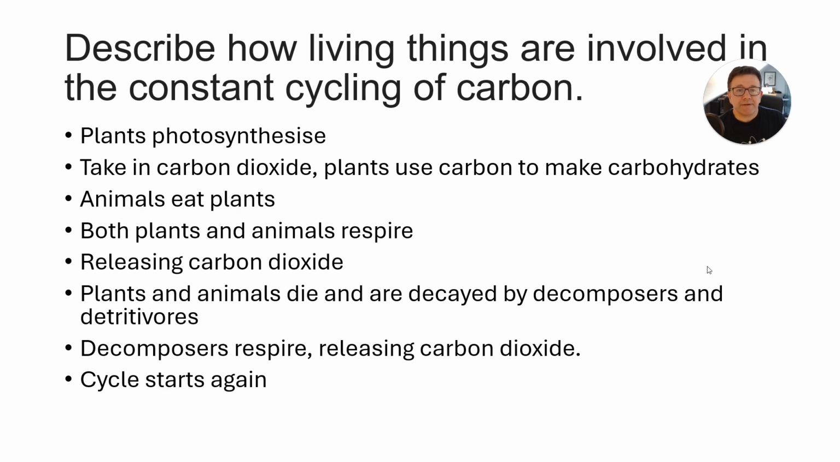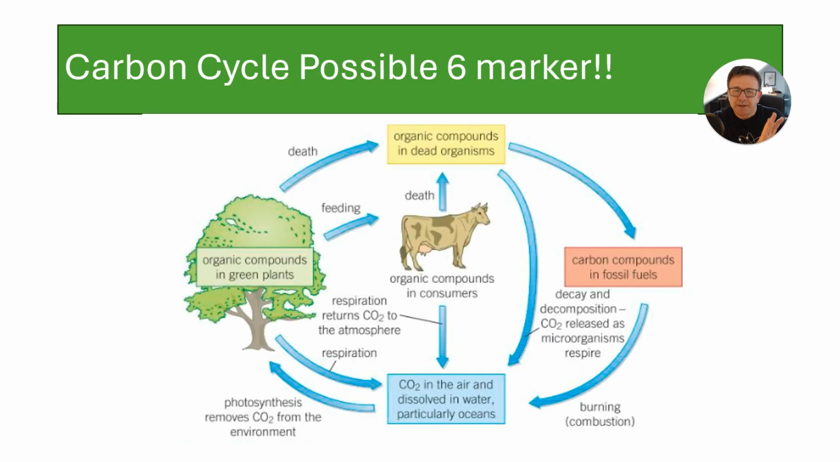So what I've done is I've taken an exam question and got the mark scheme, and this is: describe how living things are involved in the constant cycling of carbon. You can see the answer is there, and you can have a look at that in a minute. The key thing though is just to remember that it's about cycling.